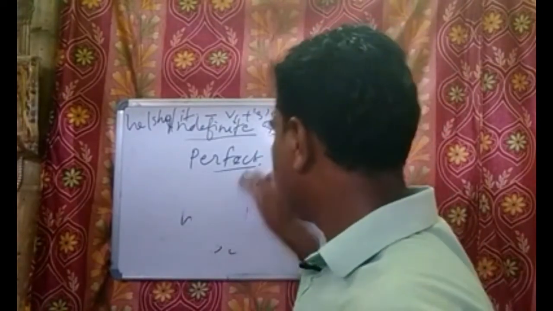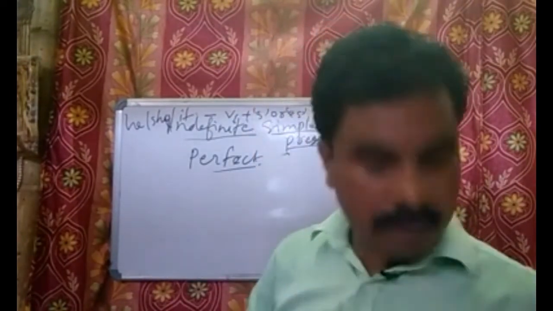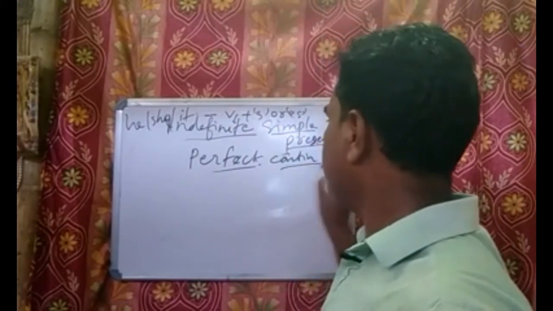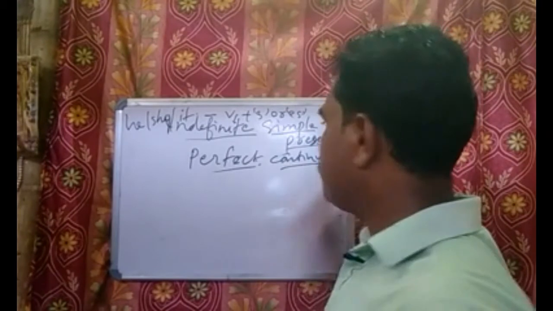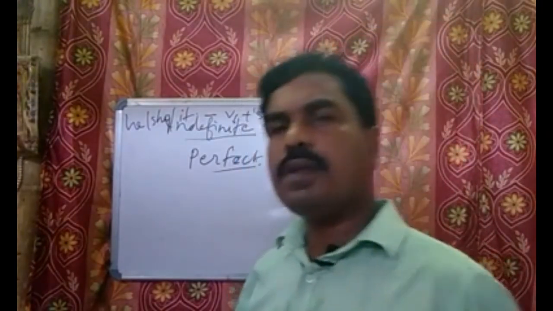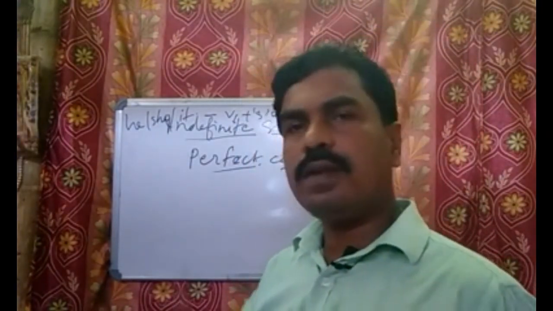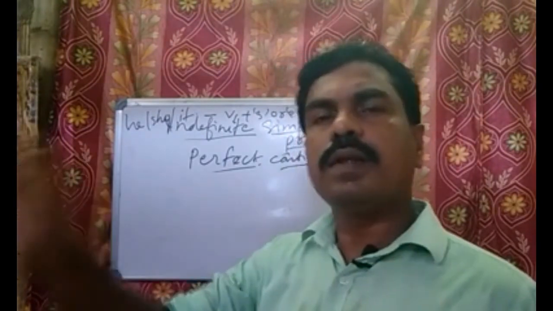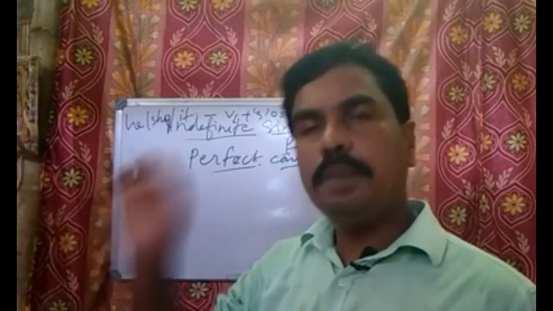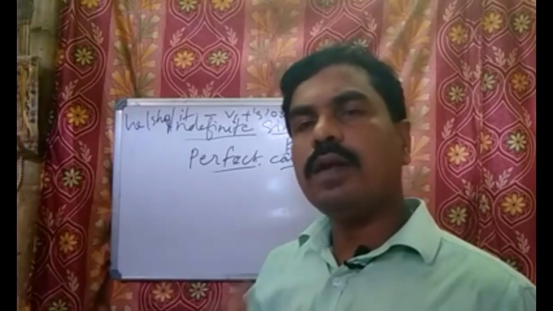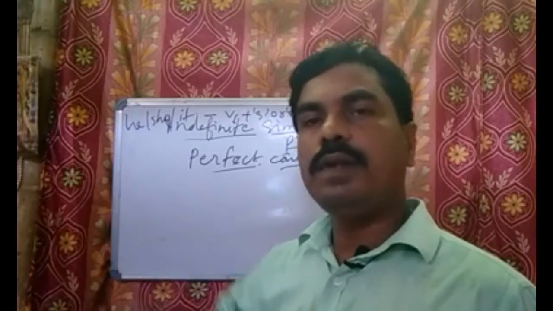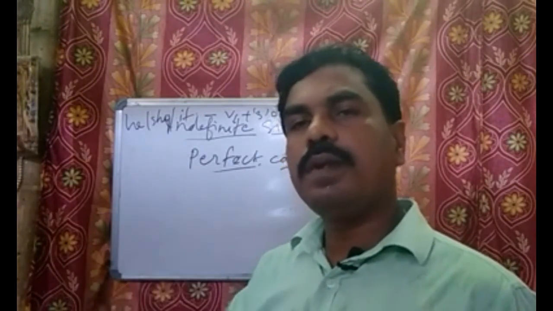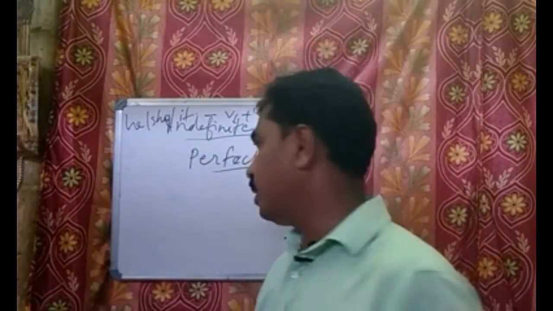I'll move to the next form, that is perfect continuous. Slight difference between perfect and perfect continuous. Perfect means recently the work is perfected, completed, and perfect continuous means the action started at a certain time, the time period is indicated, and till now the action is going on. It's not completed, it's going on. Maybe half it is completed, 50% completed, and still work is continuing.